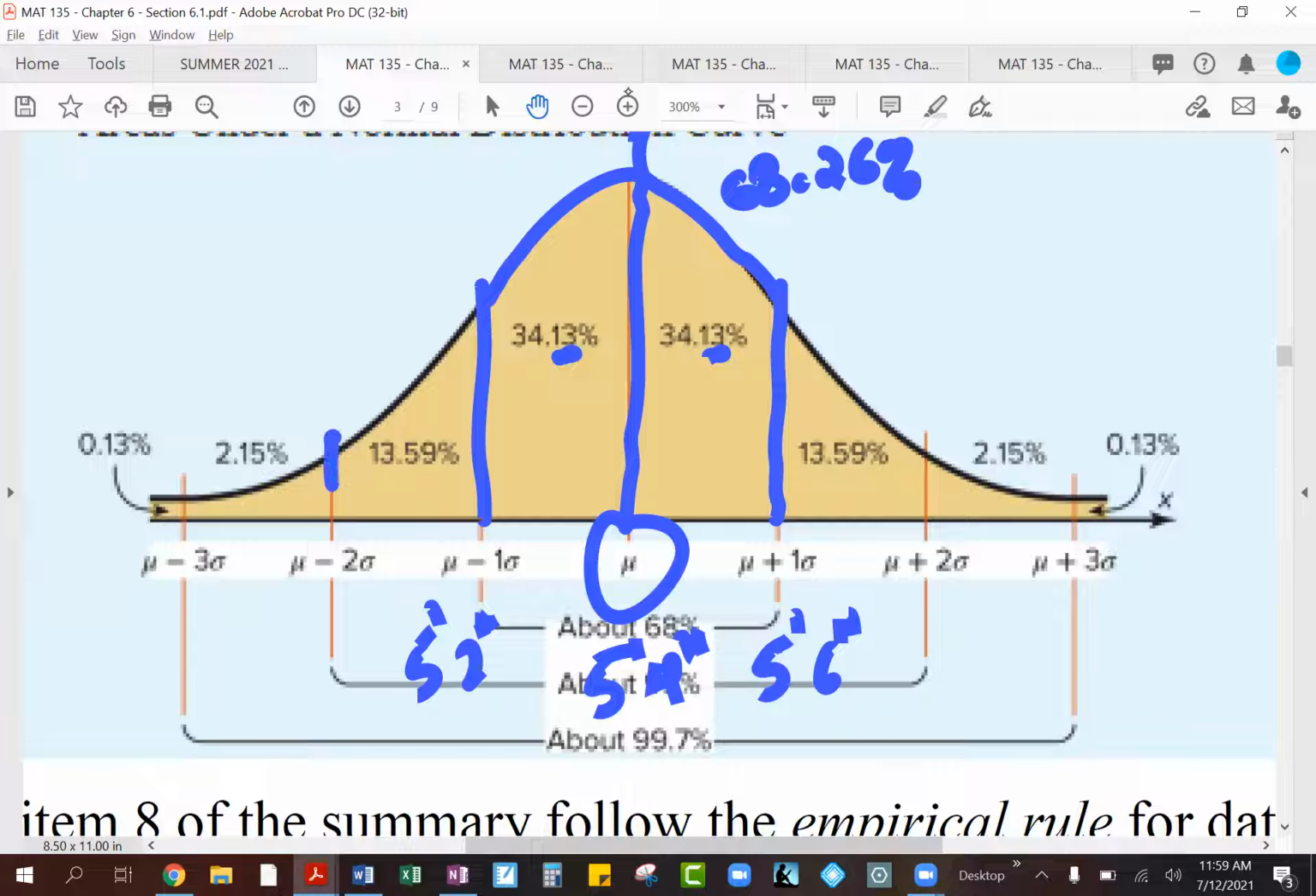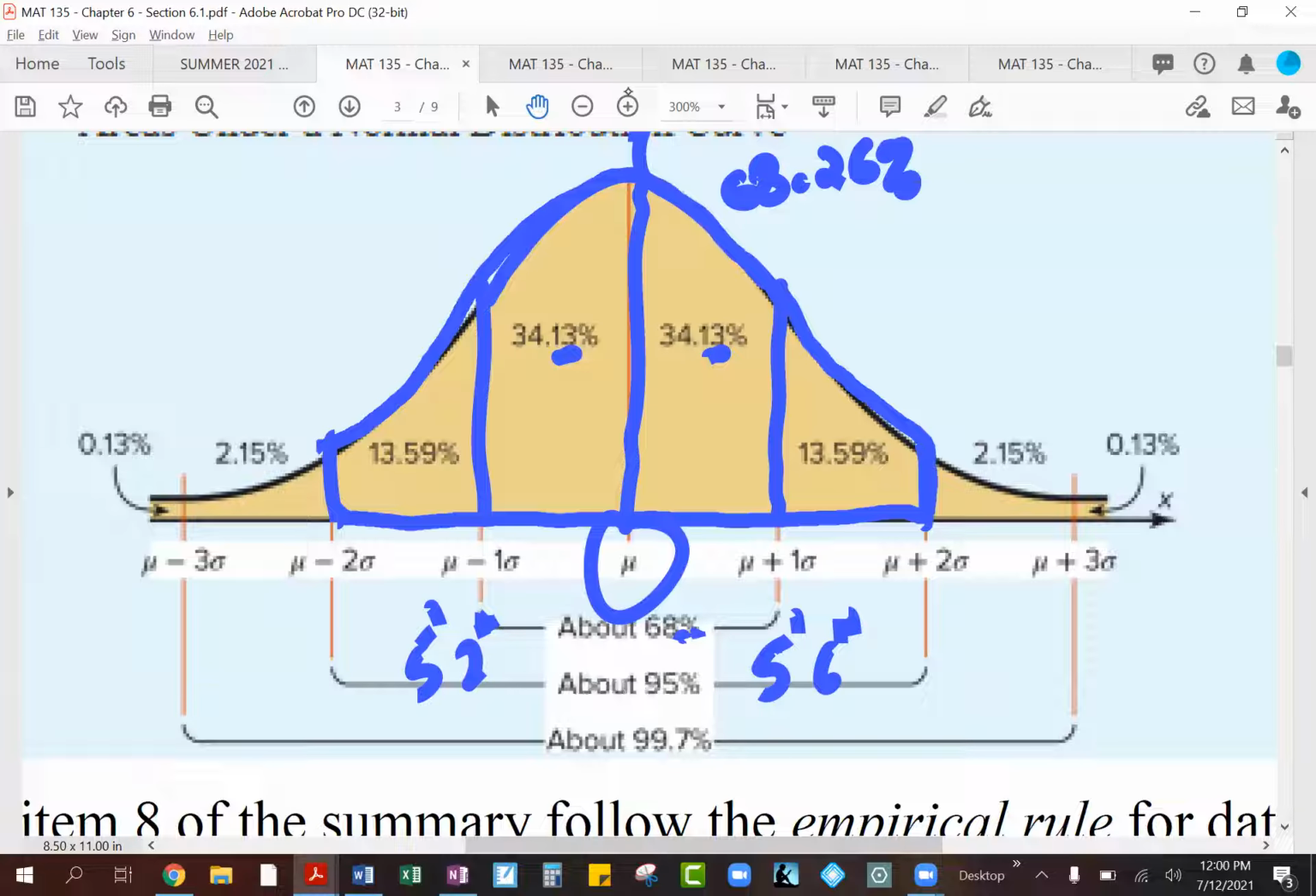If you go out 2 standard deviations away from the mean, below and above the mean, so that would be this entire area of the curve, then that is approximately 95%. And you can see those numbers right here. Within 1 standard deviation, it is 68%. Within 2 standard deviations, it is 95%.